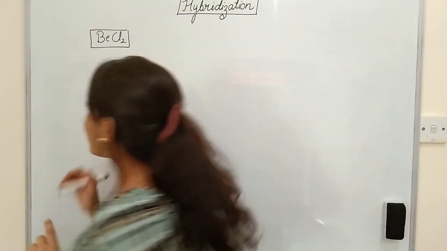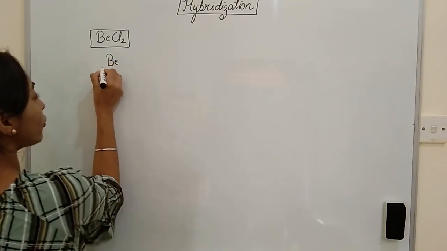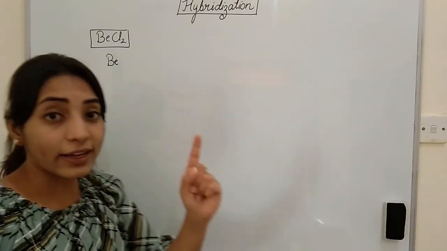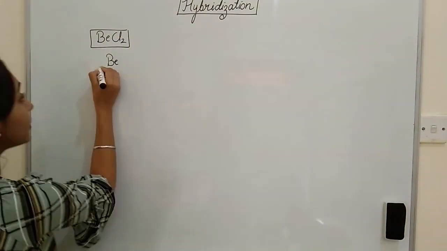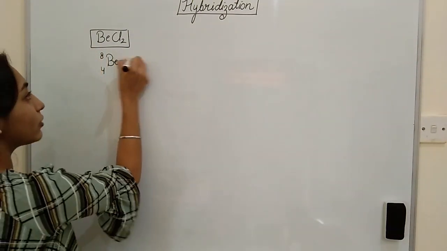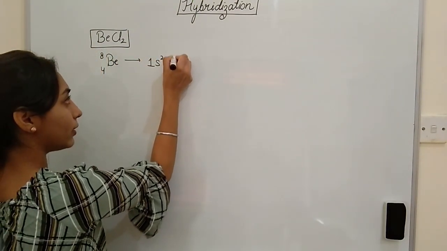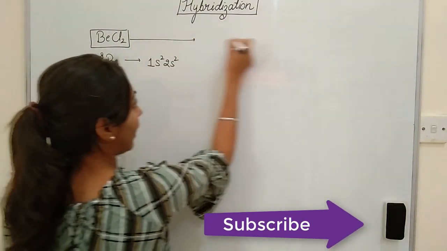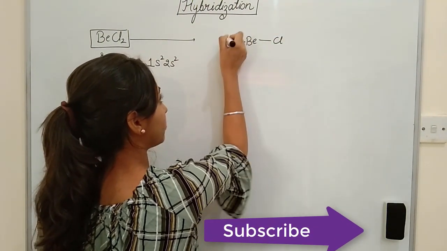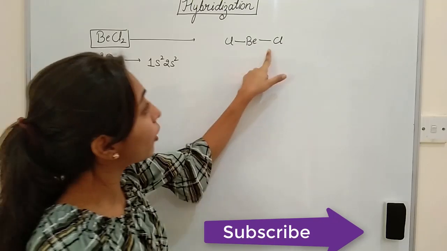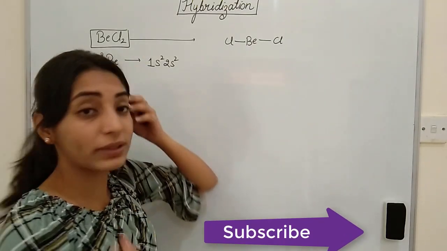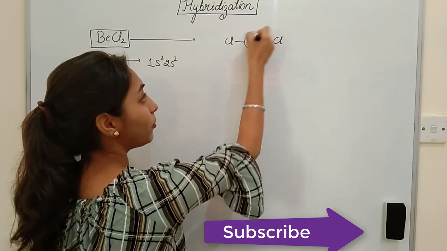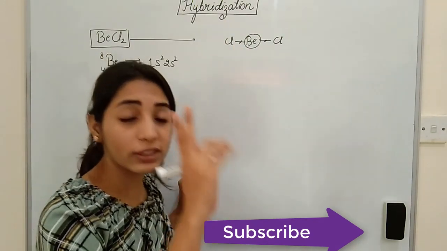The first thing you have to do is write the electronic configuration of beryllium. We have hydrogen, helium, lithium, beryllium, so beryllium is number 4. This can be written as 1s2, 2s2. Now let us first draw the Lewis dot structure. According to the Lewis dot structure, beryllium chloride should be something like this. But we don't know the bond lengths in the BeCl bond or the shape. But it is very clear that beryllium has to form 2 bonds with 2 chlorine atoms.